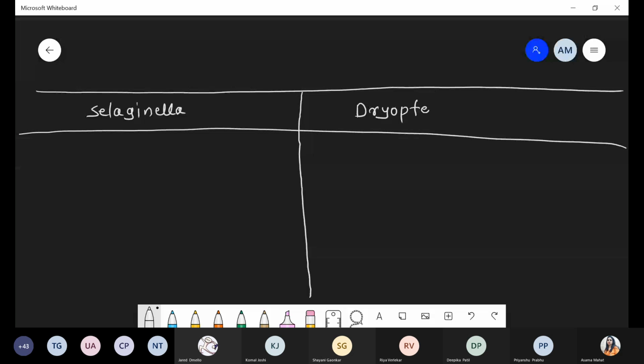So divide your page into two sections. Number one, we are talking about Selaginella, and number second, we are talking about Dryopteris. Now, quickly tell me, Selaginella belongs to which class?